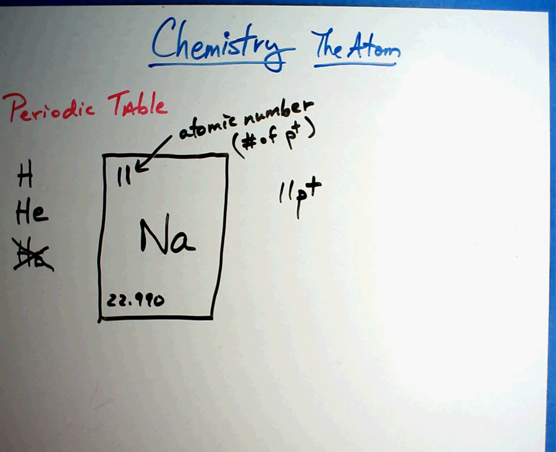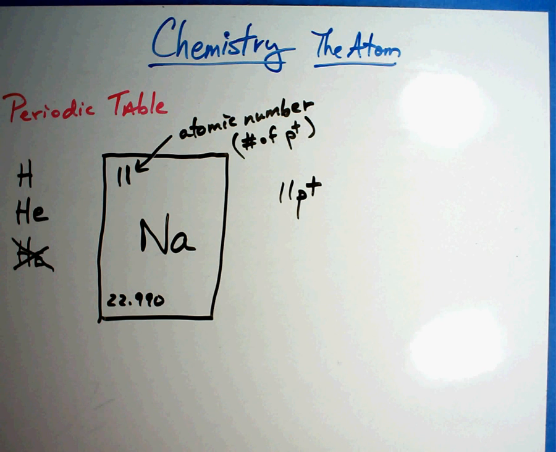I want you to take a second and pause the video, find the other element that has 11 protons. Now that may have been a tricky question. There is no other element on the periodic table that has 11 protons. You can find somebody next to him that has 12, or you can go back to the line before it at the very far right and find somebody that has 10.